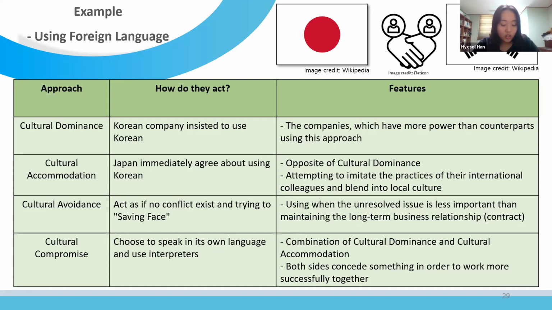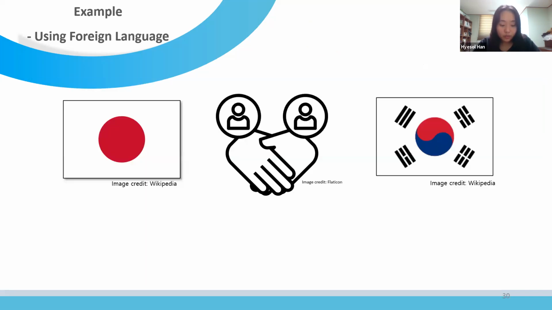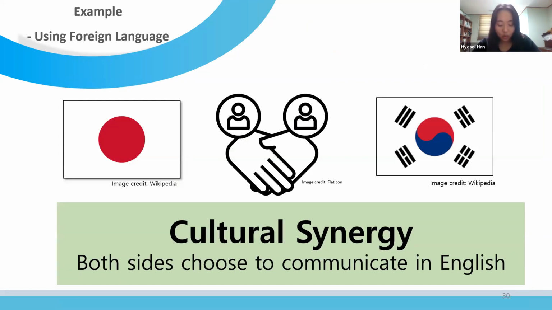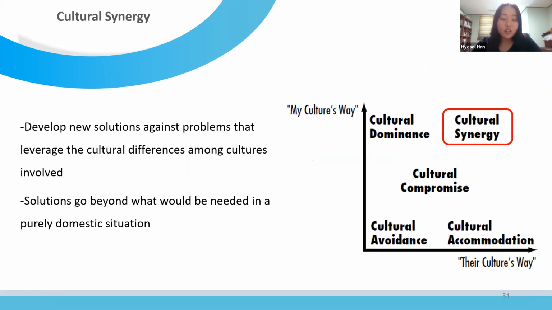Then, when will cultural synergy emerge? For instance, the answer is that both sides choose to communicate in English because it is considered an international language, so it allows multiple cultures to conduct business without one side capitulating and becoming disadvantaged by speaking the other's language. By creating cultural synergy, it can develop new solutions to problems that liberate the cultural differences among all cultures involved. Also, solutions will always go beyond what would be needed in a purely domestic situation.